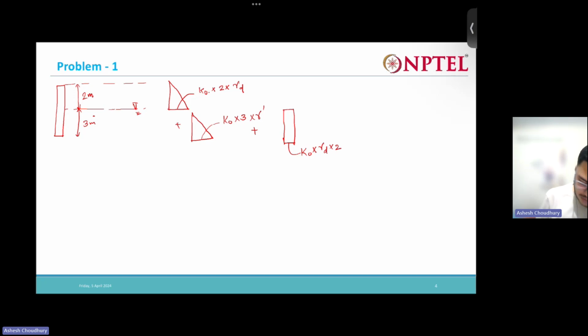So this portion plus we have for water, right? So we have 1, 2, 3, 4.